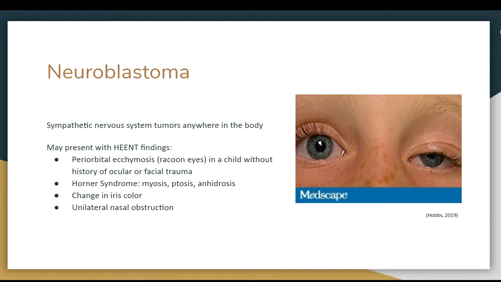Neuroblastoma is another type of tumor of the nervous system that occurs within the sympathetic nerves anywhere in the body, but it can result in eye findings. These eye findings might include periorbital ecchymosis or raccoon eyes, or the bruising around the eyes in a child who has not had any history of eye or facial trauma. There's a syndrome called Horner syndrome, which I've shown you here. It's miosis, so narrow pupil, ptosis, so drooping of the eyelid, and anhidrosis, a lack of sweating, and that's called Horner syndrome. The iris can change colors, and the patient may also complain of a unilateral nasal obstruction. So if you have a patient with symptoms like this, you need to be suspicious for neuroblastoma and get them evaluated.